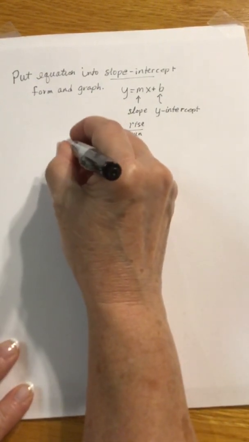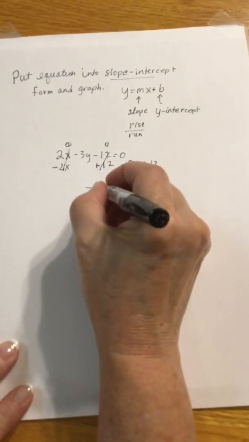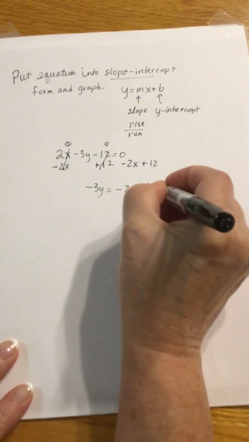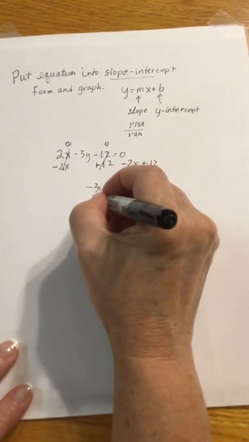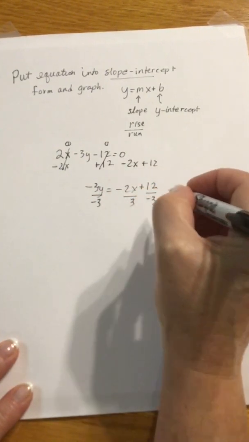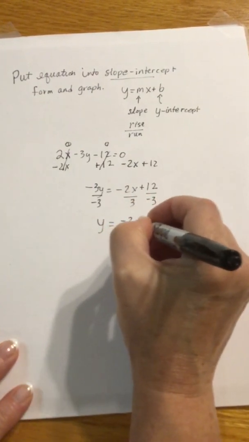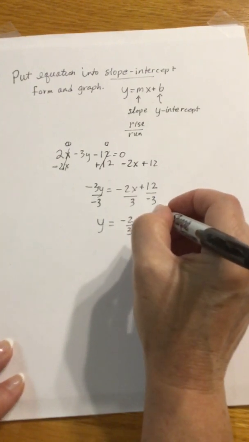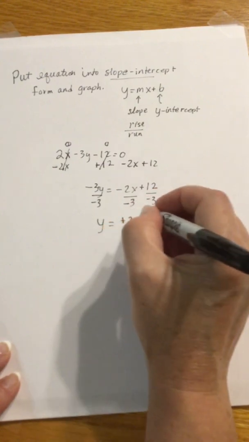So this adds to be 0, this adds to be 0. We have negative 3y equals negative 2x plus 12. We're solving for y again, so this is multiplied, so we divide by negative 3. So all of these are going to be divided by negative 3. So this gives me y equals negative 2/3 x minus 4. We have negative 3, so this makes this positive 2/3, excuse me.